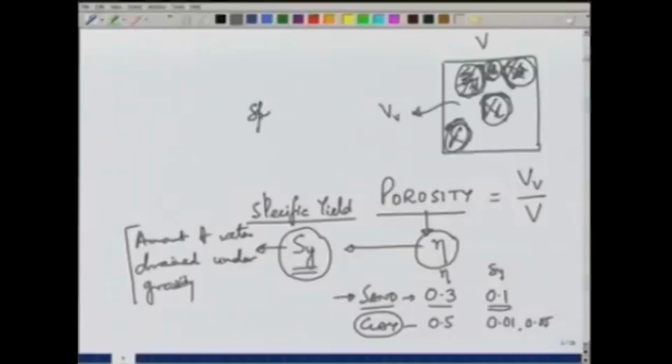The other term which we sometimes use, although for us specific yield is more important, is specific retention, which is the amount of water retained, and therefore, Sy plus Sr, this is the specific retention Sr.